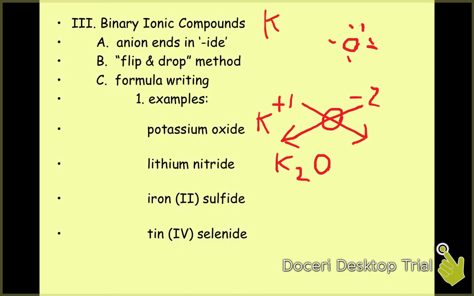The potassium has 1 dot. The potassium will give that dot to oxygen. The potassium's happy, but oxygen still needs another electron. Where is it going to get that from? From the other potassium atom. So that's what the K2O is telling me, and we can always use the charges, and we can flip them and drop them. We get rid of the charges, we get rid of the ones. We have K2O in the first example.